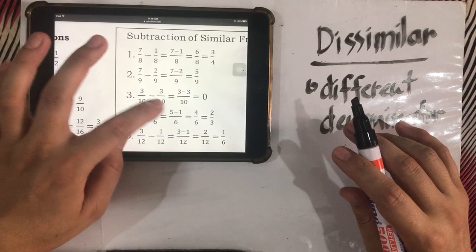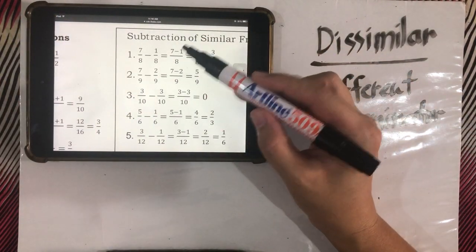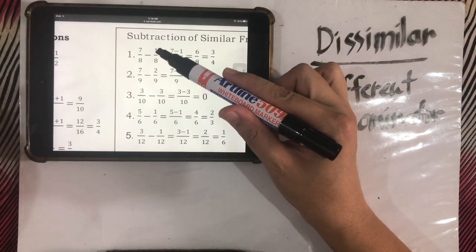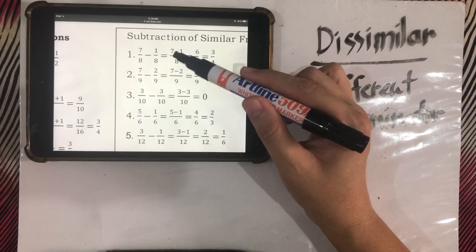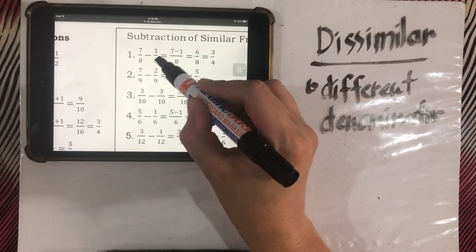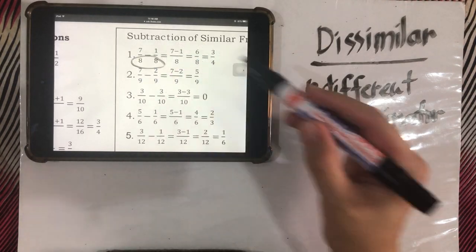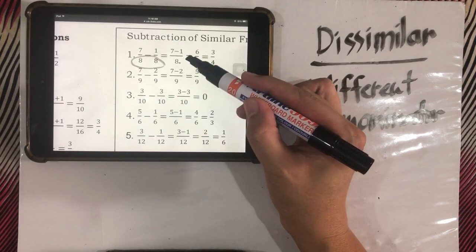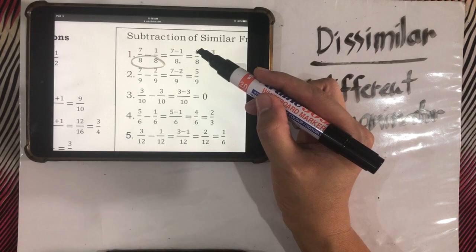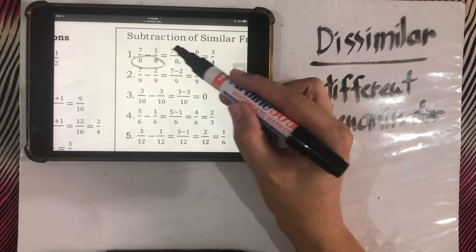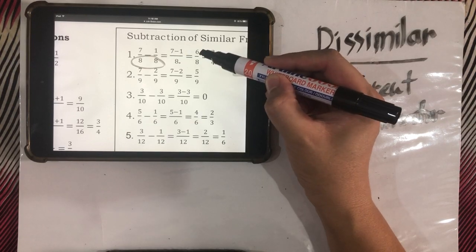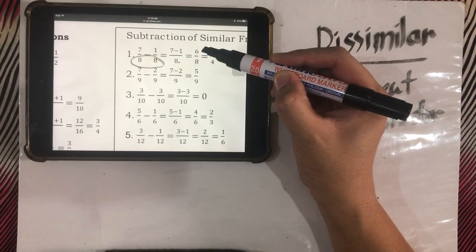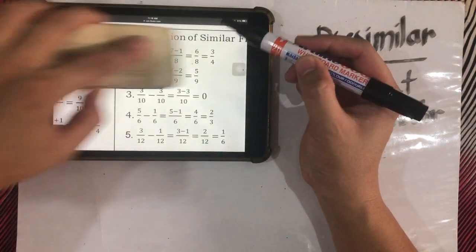Here: 7 over 8 minus 1/8. Okay. Just copy the denominator. Both are 8. Ayun, it was just copied. Okay. And then, just subtract the numerators. 7 minus 1, you will have 6. Okay. So, that is 6/8.